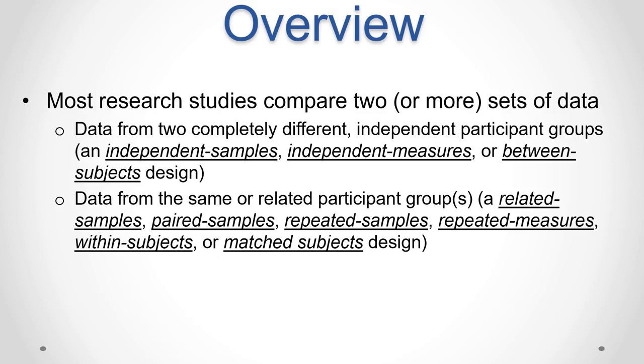Now with Chapter 10, we start looking at inferential statistics that we typically use in research. Most research studies compare two or more sets of data. Data from two completely different, independent participant groups are called independent samples, independent measures, or between subjects design. Data from the same or related participant groups are called related samples, paired samples, repeated measures, within subjects, or matched subjects design.